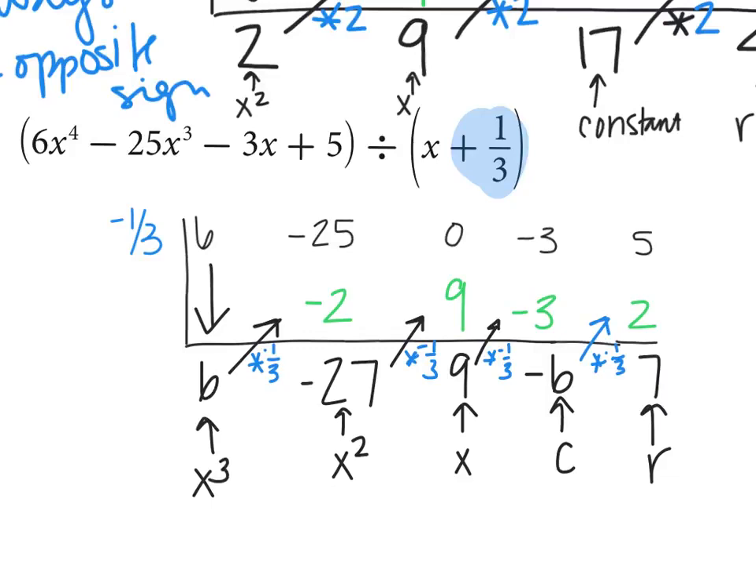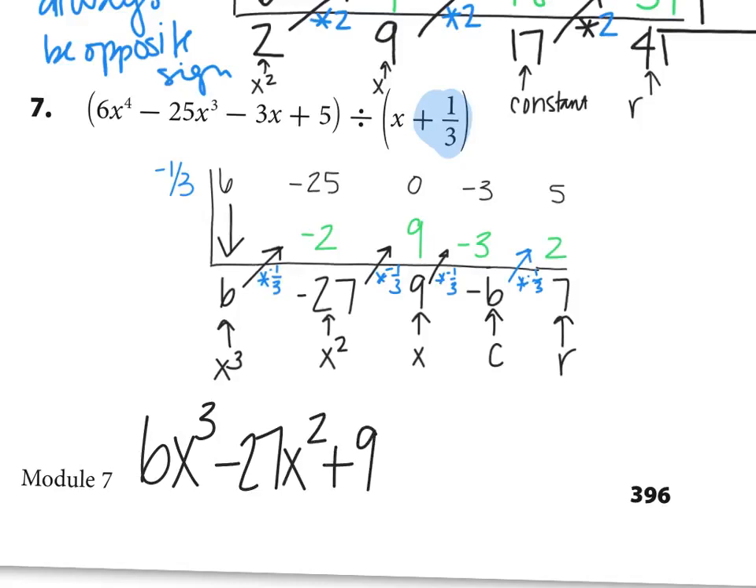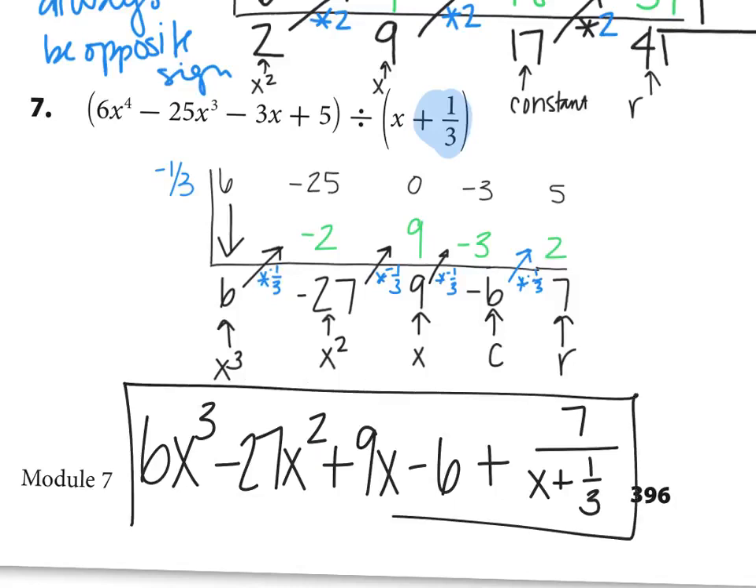Okay, so that means that my answer is 6x cubed minus 27x squared plus 9x minus 6 plus 7 divided by x plus 1/3. We go back to whatever the original, whatever divisor, dividend, whichever one that is.